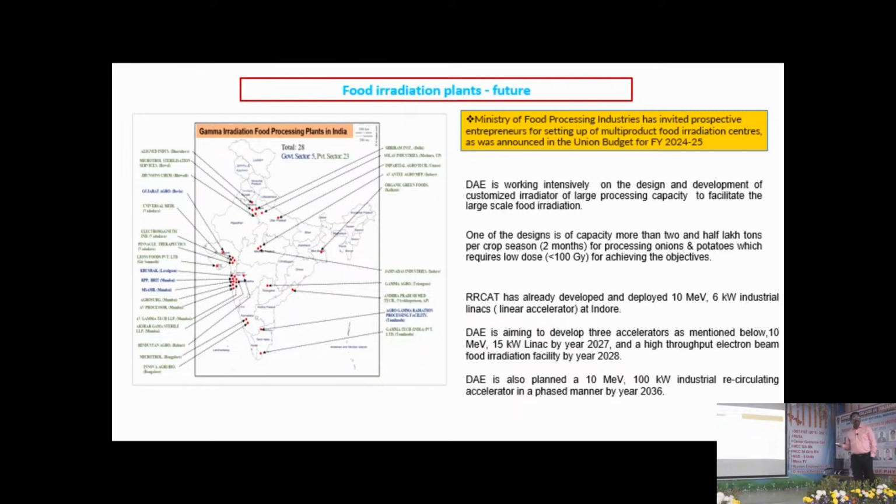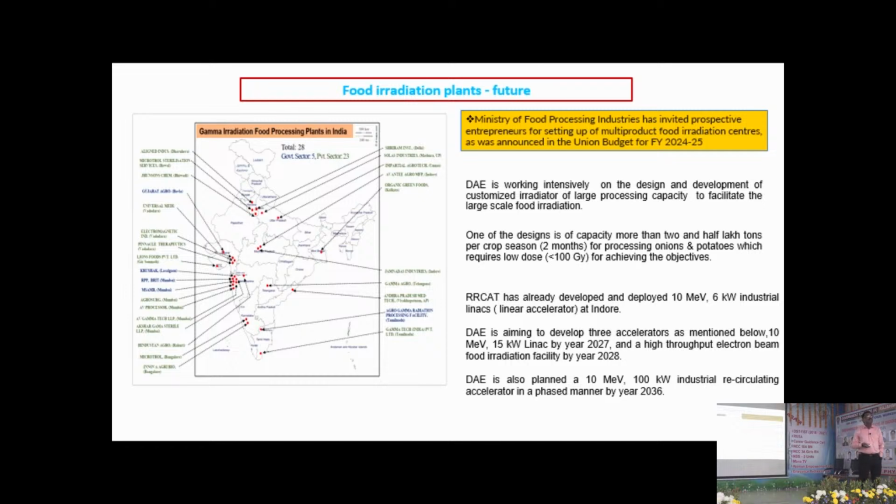Now this budget, last budget I was talking about food irradiators. We have 28 food irradiators in the country. Only 3 are from government, all the 23 are from the private sector. That indicates how profitable it is as a business. Only thing is, it is an investment of around 15 to 20 crores, but every state requires 2 to 3. Otherwise, we cannot meet the demand of food irradiation and other things.